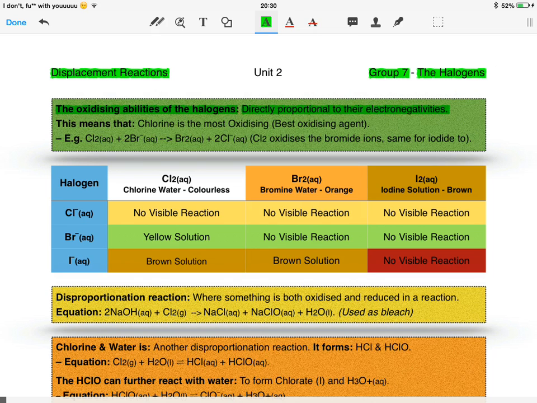In the aqueous spec we don't need to know about fluorine, so just imagine that that doesn't exist right now in the halogens. So this means that chlorine is the most oxidizing agent.